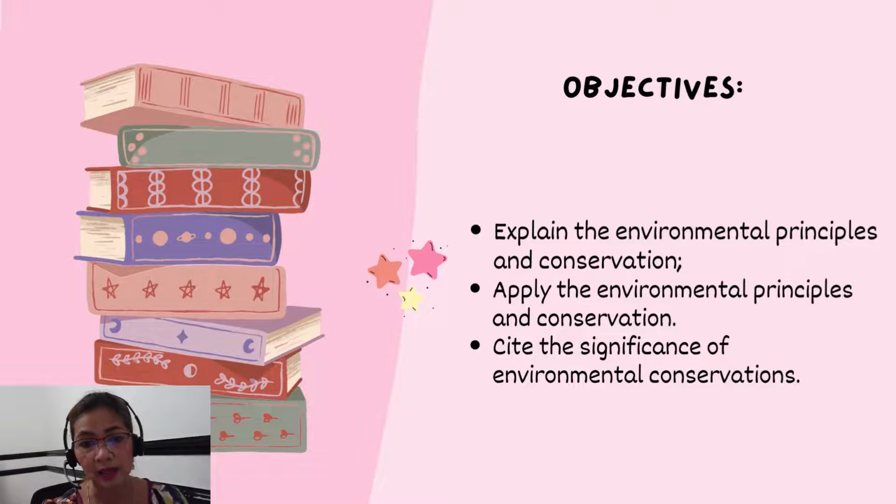And for the objectives, we have three objectives. First, explain the environmental principles of conservation. Second is apply the environmental principles and conservation. And the last one is to cite the significance of environmental conservation.